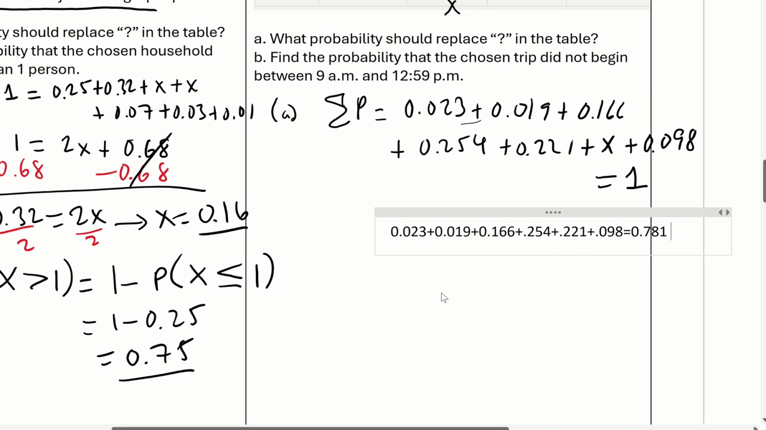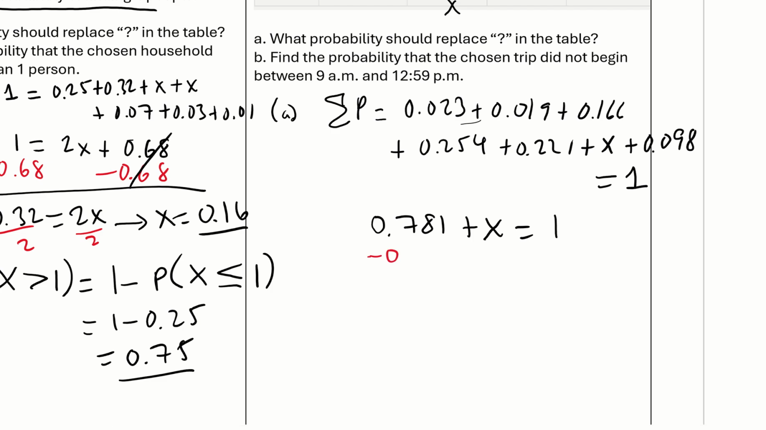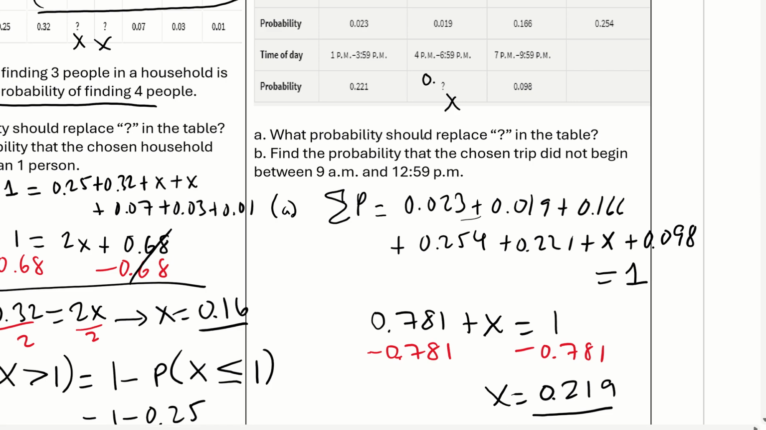Okay, so if I add those probabilities, I get 0.781. So I get 0.781 plus x equals 1. Subtract 0.781 on both sides to get x, okay? So x is 0.219. All right, so now we know what that is.